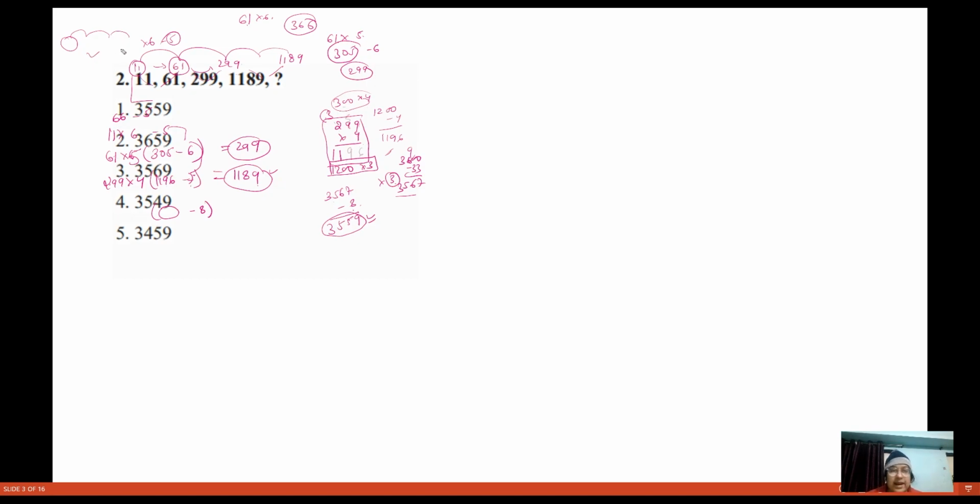Now see why I did this here. Why I multiplied here, because my numbers were increasing very rapidly. So definitely something must be multiplied here. And then when I am seeing this 11 into 61, I am seeing that 6 is multiplied. But now I'll check whether another number is multiplied by 6. But then I find no, if I multiply this by 5 and subtract 6, my answer is coming. So then I deduce the logic this way.